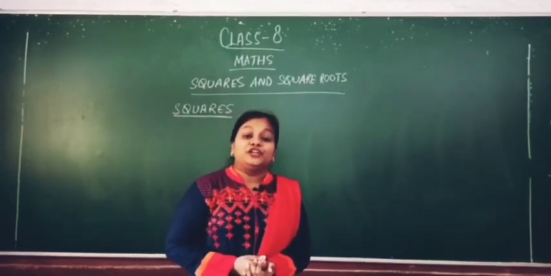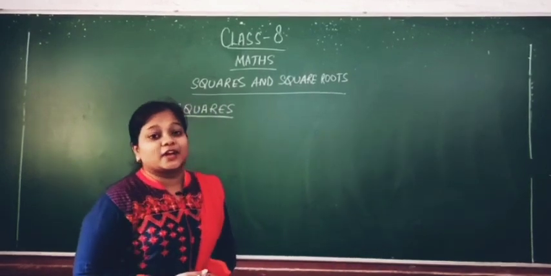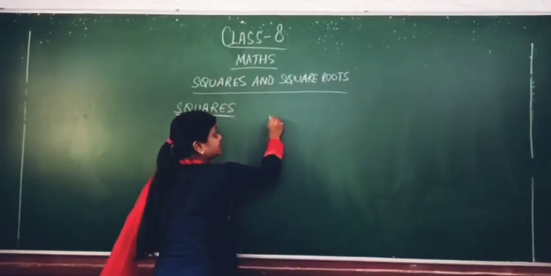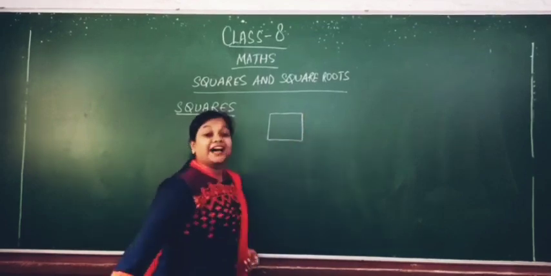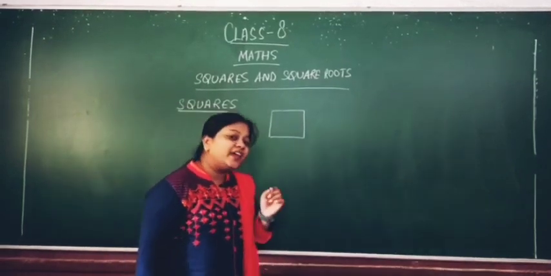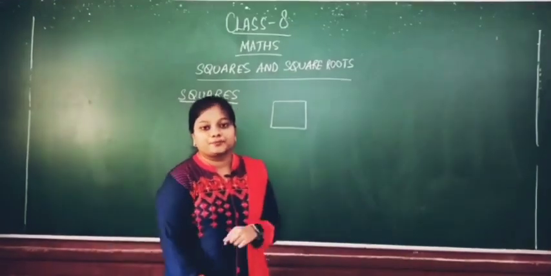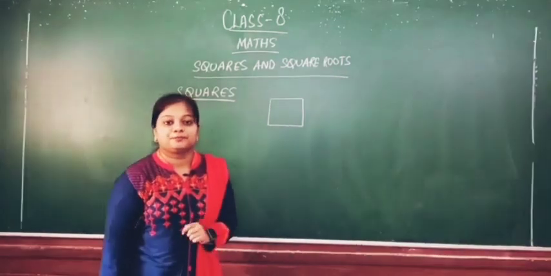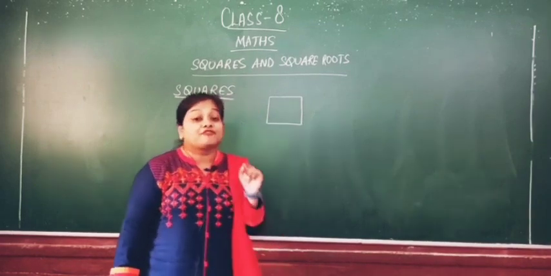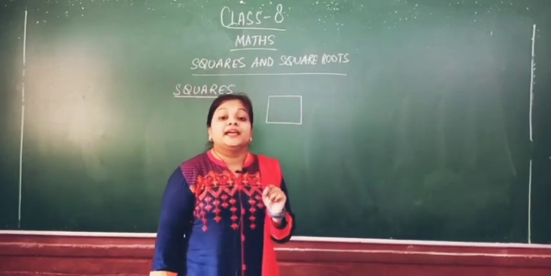Today we are going to start a new chapter named squares and square roots. We all have studied squares in geometry, which is a figure like this having all the sides equal. But the square we are going to study here is different from the square we studied in geometry. It is an algebraic square. So firstly we should learn what a square is. The square of a number is the product obtained when a number is multiplied by itself.